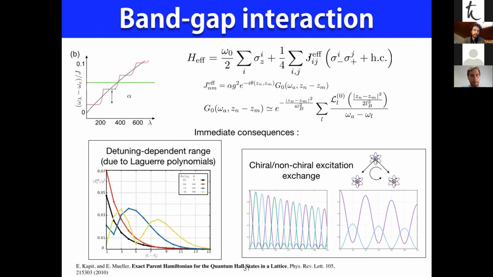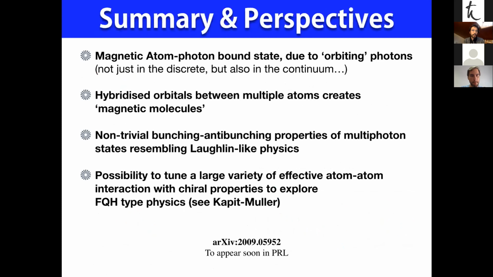To mention again, this kind of interaction can be tailored also to mimic this Kapit-Mueller interaction here, which is basically a toy model to study fractional quantum Hall states. So this is really another way to simulate fractional quantum Hall type of physics. And with this, I'm done. Yeah, so this is my last slide. Yes. So open for questions now.